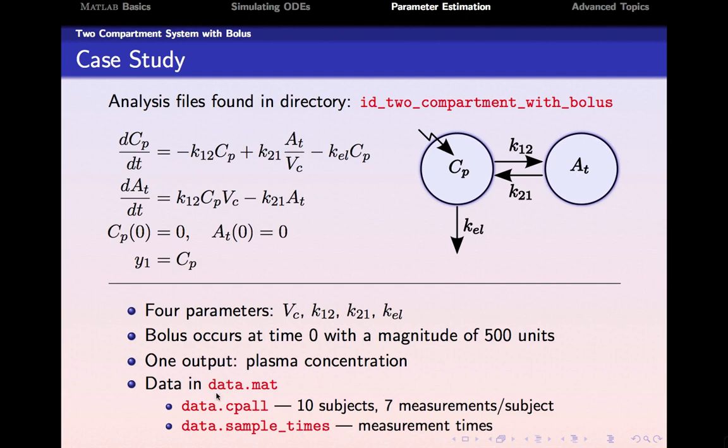and I have stored the data for this in data.mat. The data.mat file has a variable called data. It has 2 fields, CPAll, which is the plasma concentrations of all the subjects. So there's 10 subjects and 7 measurements per subject. And then the sample times. These are the times at which these subjects were sampled.